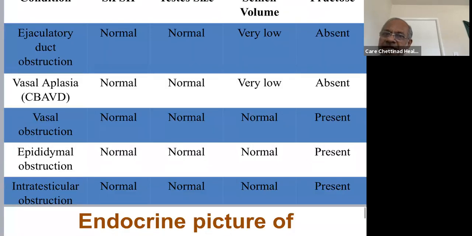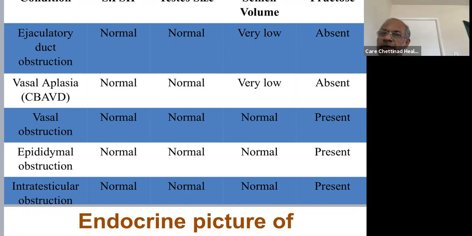Men with vasal obstruction due to vasectomy, epididymal obstruction, or intratesticular obstruction do not show any clear picture at all. They all have normal FSH, normal size testis, normal semen volume, and fructose is present. Remember, the testis contributes only 5%. Therefore, there will be no change in semen volume.